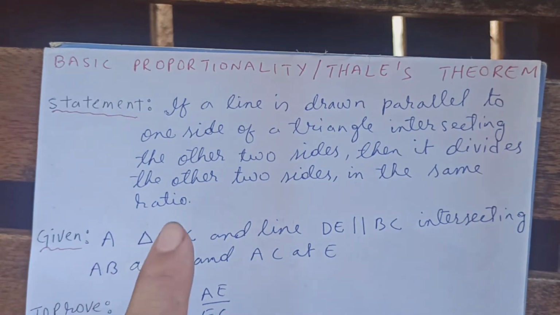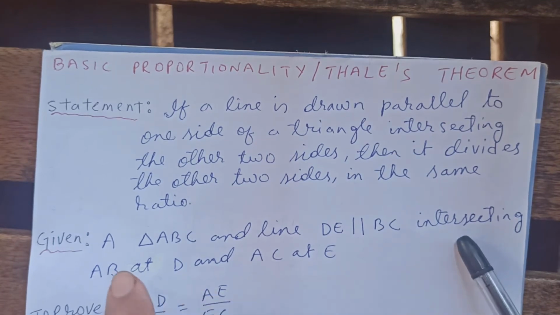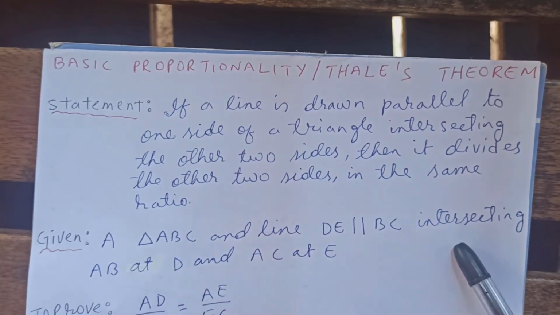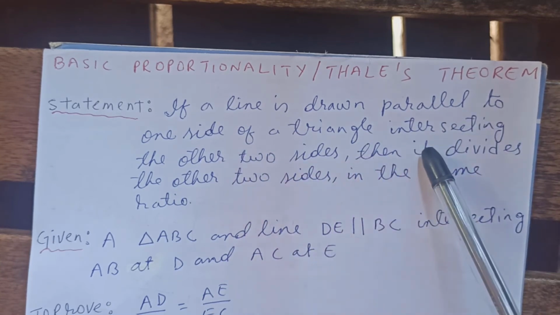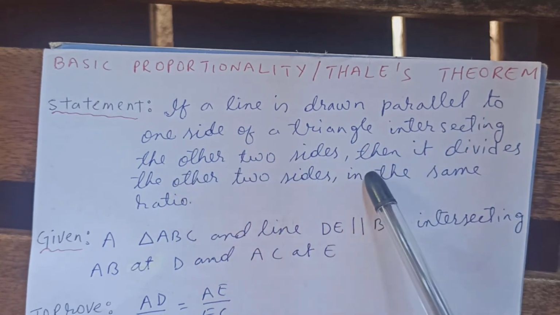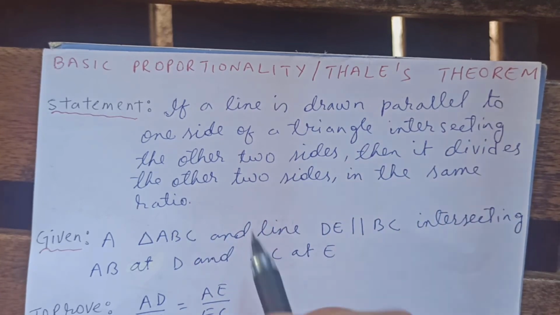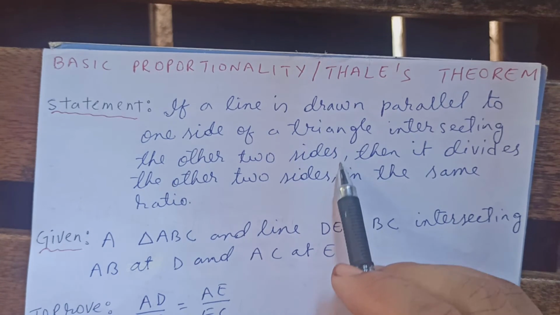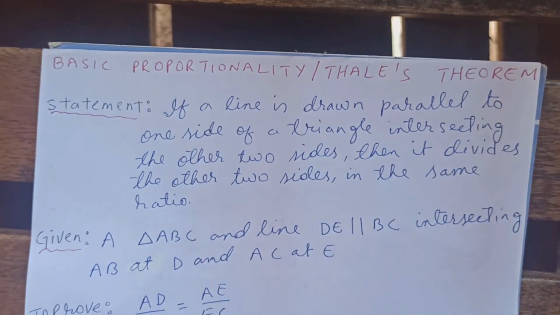Now, what is given here is a triangle ABC, and a line DE parallel to BC intersecting AB at D and AC at E. Meaning, if a line is drawn parallel to one side of a triangle intersecting the other two sides, then it divides the other two sides in the same ratio. So from this to this is the given, and from this to the last will be the proof.